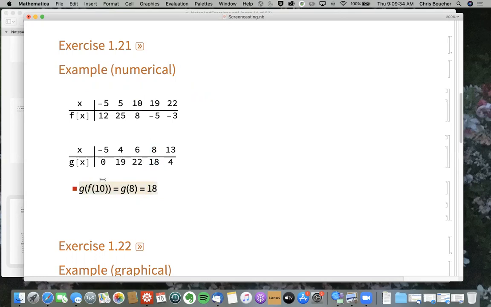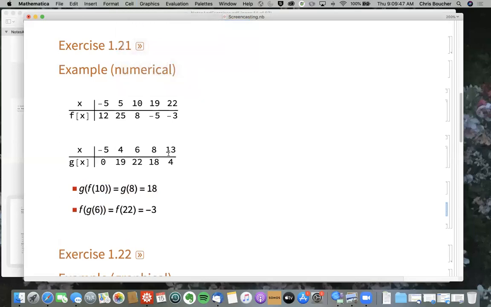Notice that with tables like this, I'm not going to be able to evaluate any composition that you make up. It has to be sort of structured so that I have the information I need in the input-output tables. Let's look at another example or two.